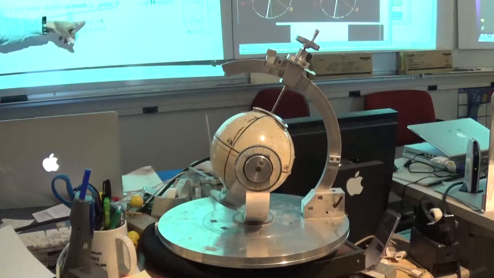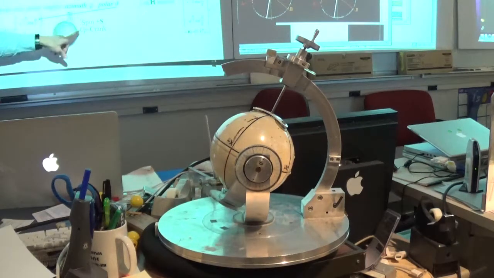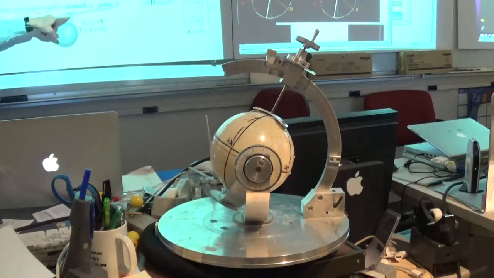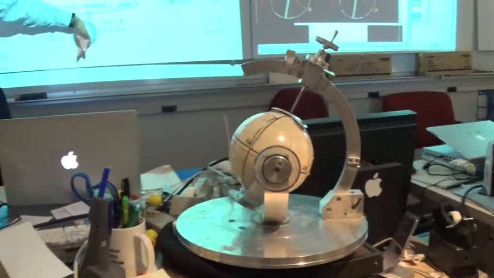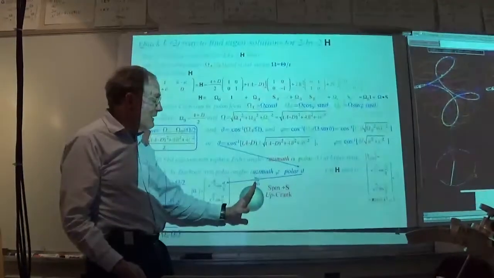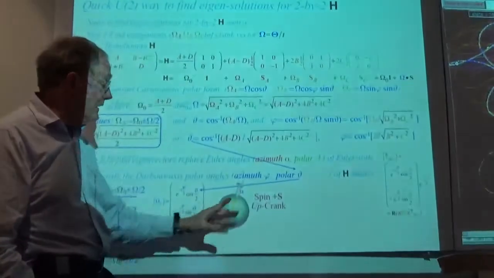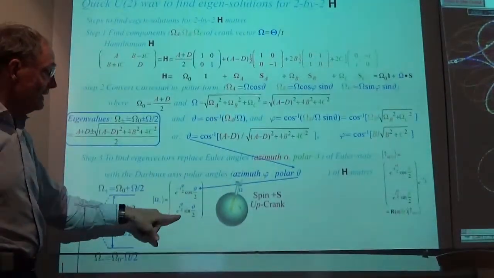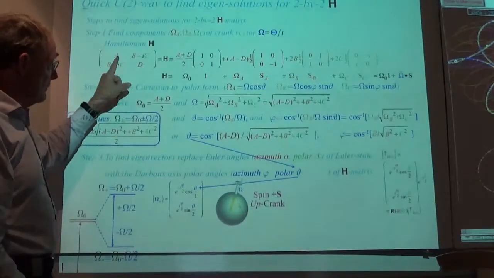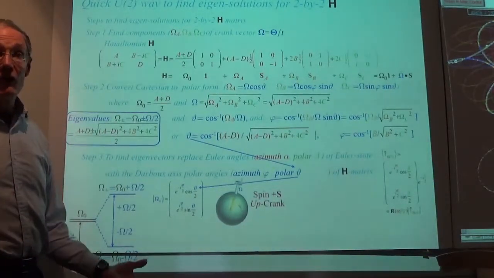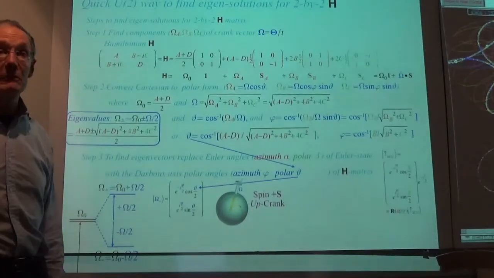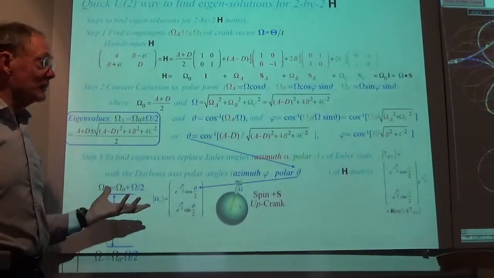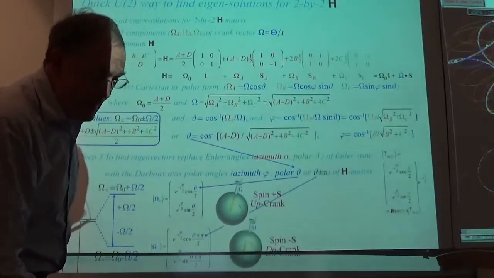So I call this spin plus S. What I mean is spin up crank. Spin up versus the crank direction. There's the crank direction, the spin is up. And obviously the other state is to turn it down. So we start seeing right away that spin up crank is an eigenstate. This will be an eigenstate of this Hamiltonian. Pretty cool. I don't have to do very much complex arithmetic to get this. I just substitute. Okay? And there's the other one.